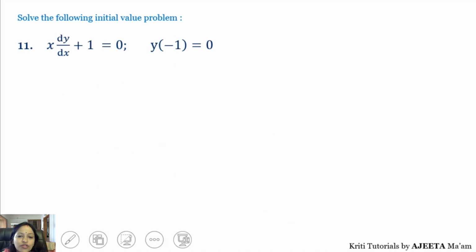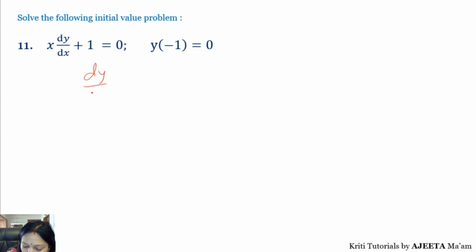Correct? Yes, students. So let's move on to the next question. So after 10th, we have 11th now. So let's do it. So we move x to the other side. Let's write it first. It becomes like this. So dy by dx, what will we have? -1/x. Now we separate it out.